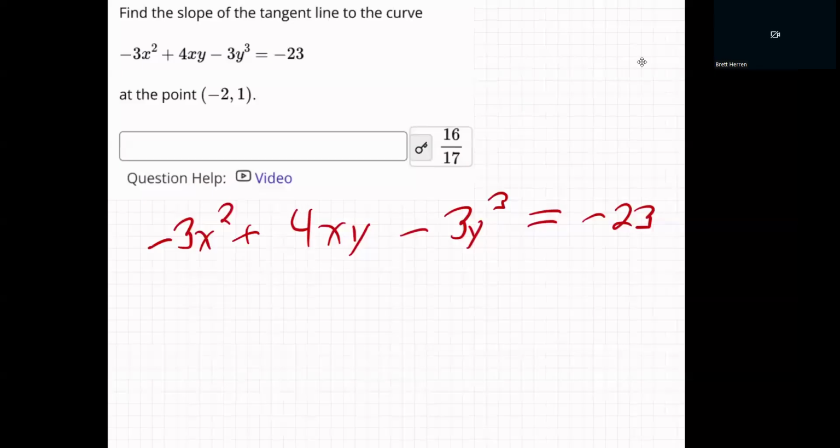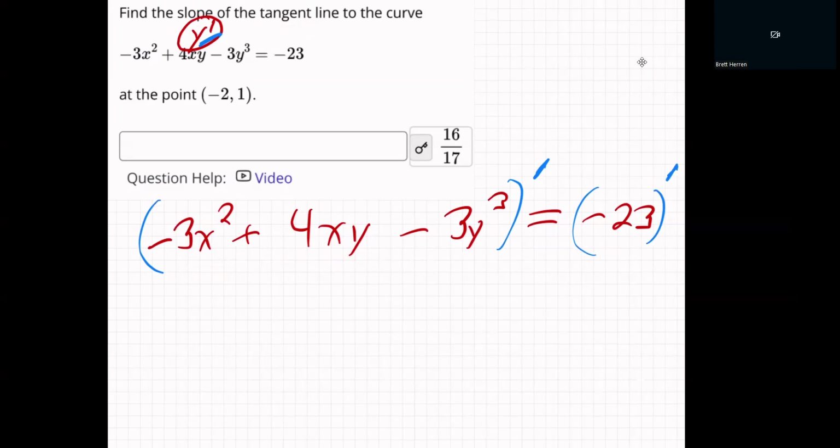Welcome to an example in which we are finding the slope of the tangent line. Now, what does slope mean? It means y prime, right? Derivative is slope. So I wrote the function out here, and I'm going to need to take the derivative of both sides because I need to get y prime, right? So I'm going to have to take the derivative of this side and the derivative of that side.